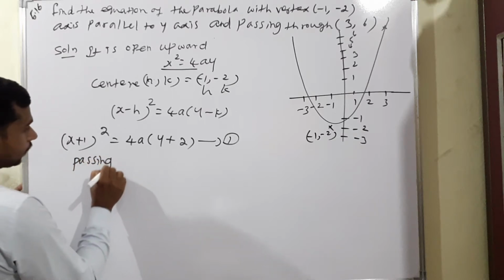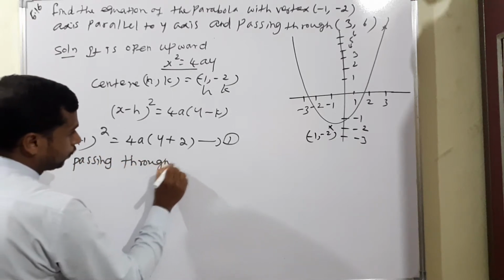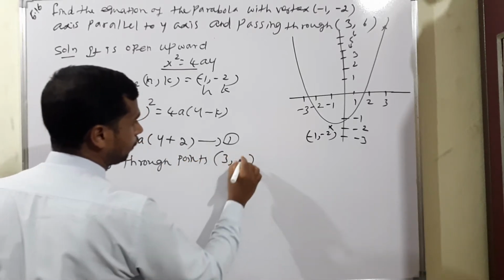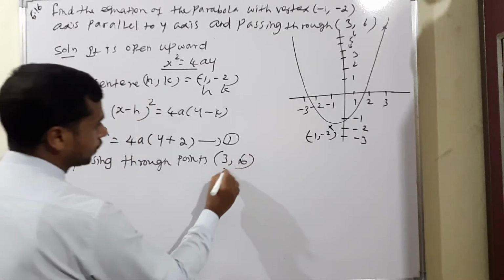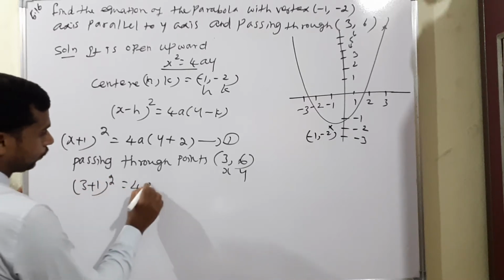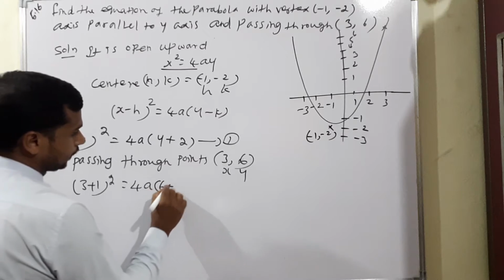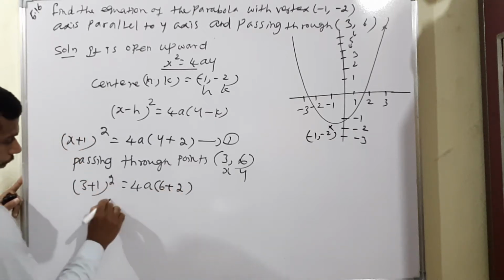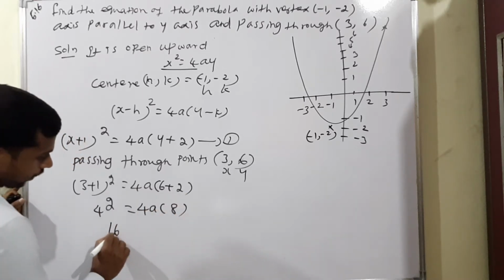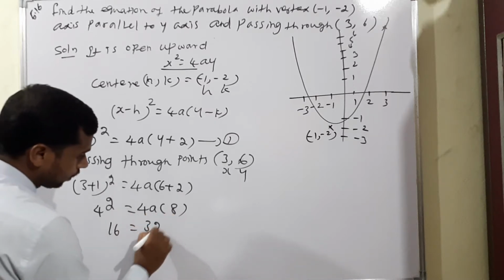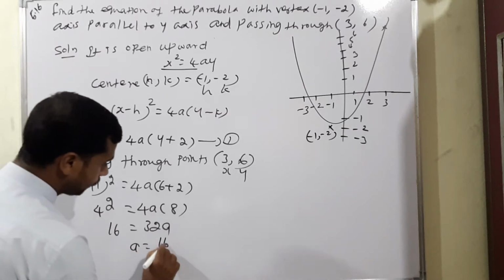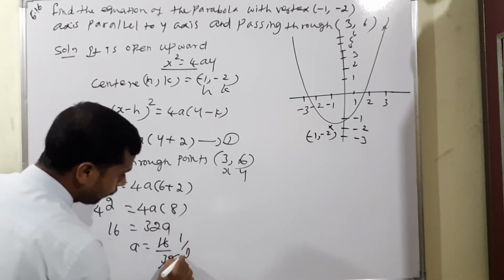Passing through the point (3, 6), so x equals 3 and y equals 6. Then (3 plus 1) squared equals 4a times (6 plus 2). 4 squared is 16, and 6 plus 2 is 8, so 16 equals 8 fours, which is 32a. Therefore a equals 16 divided by 32, which is 1 by 2.